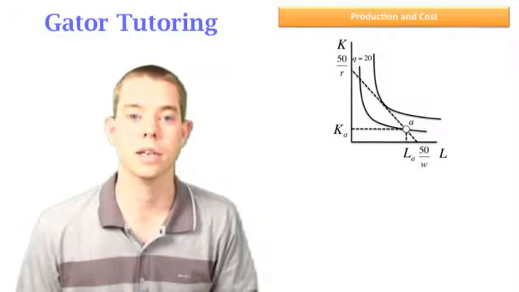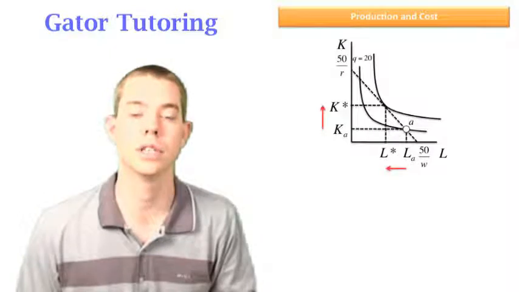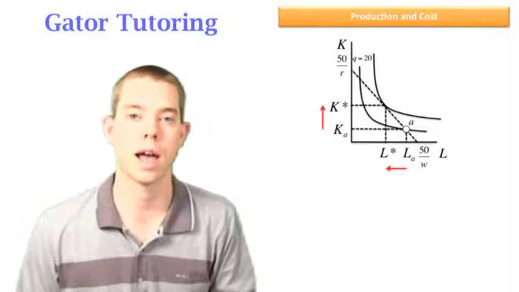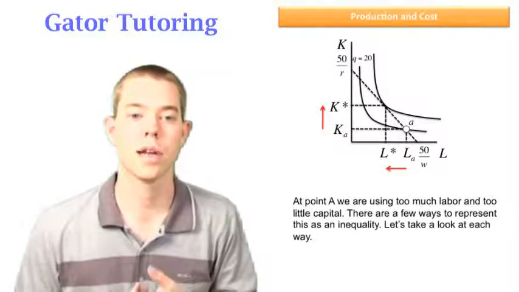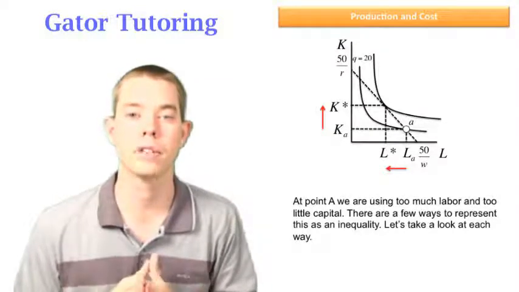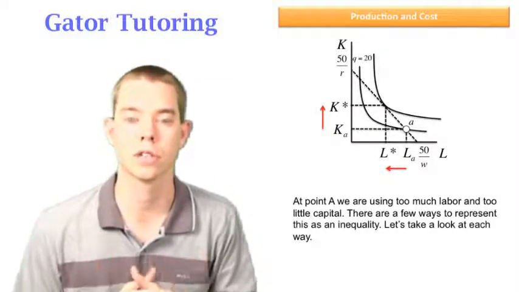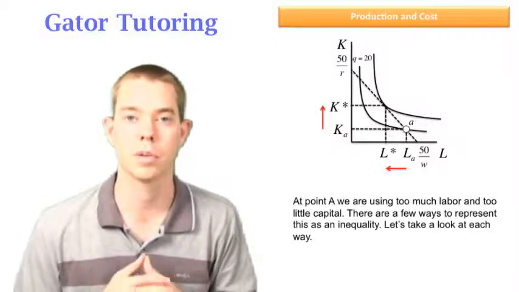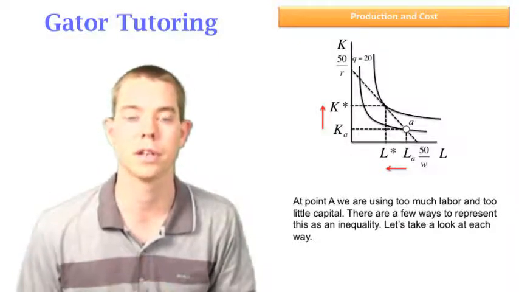So we would like to be at L star and K star, which means we would like to be using less labor and more capital. So at point A, we are using too much labor and too little capital. And there are a few ways to represent this as an inequality. So let's take a look at a few different ways we could possibly represent this as an inequality.